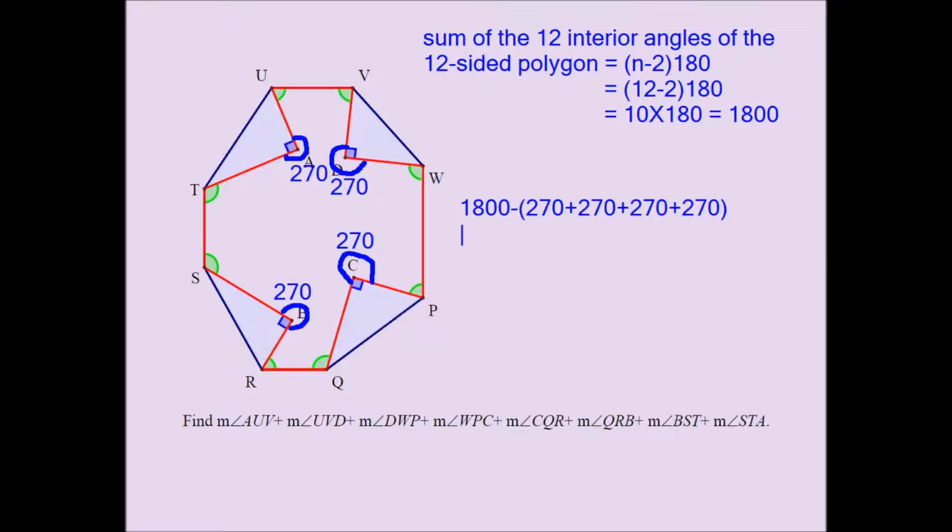270 times 4 is 1080. 1800 minus 1080 is 720. So 720 has to be the sum of the 8 green angles that I need to find. That's my answer, 720 degrees.